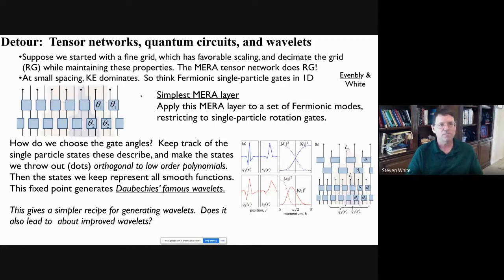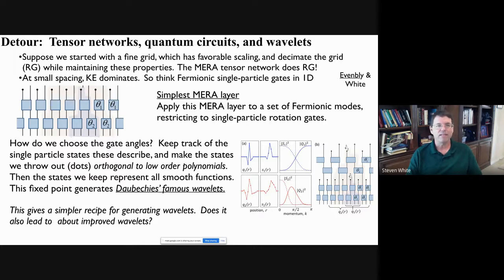Now, at small spacings, the kinetic energy is the dominant energy. So we can think about this in terms of fermionic single particle gates in 1D as composing the MERA. And these are exactly the same fermionic single particle gates that we've been talking about in the conference. Okay? If we write down the simplest MERA layer, it looks like this in 1D, a two-layered circuit, sort of like you'd see in a Trotter breakup. Each layer has a single fermion gate with just one angle parameterizing it.